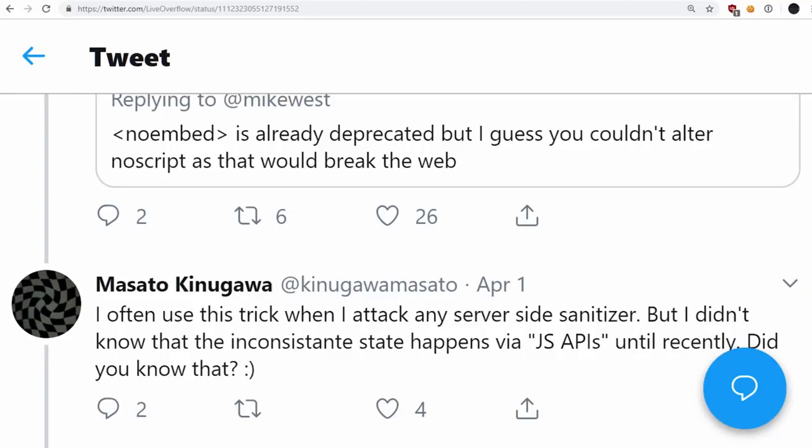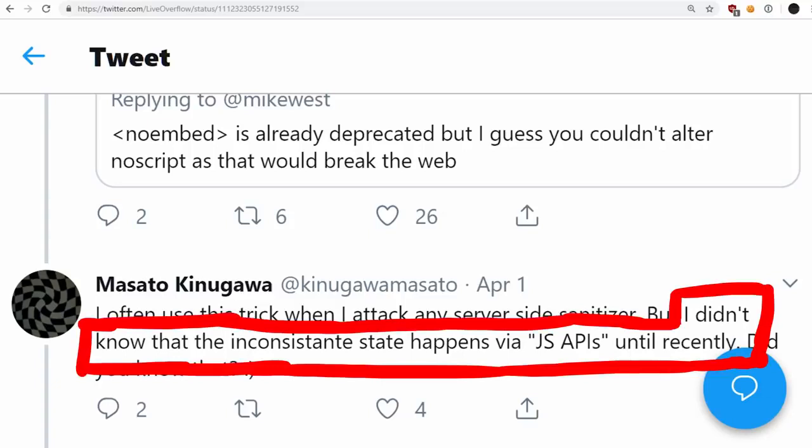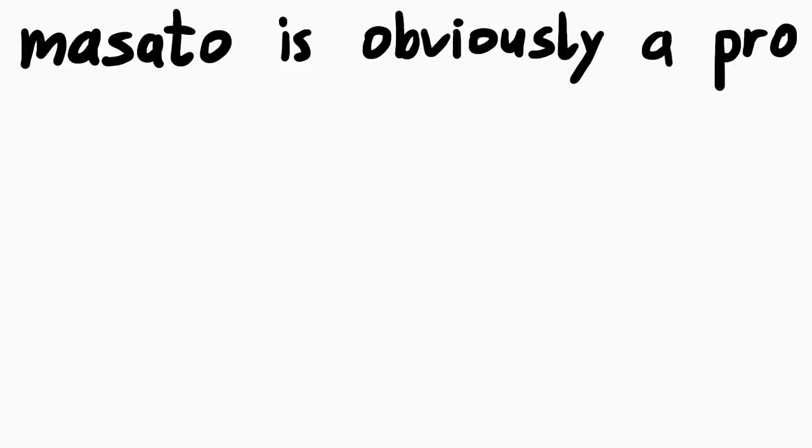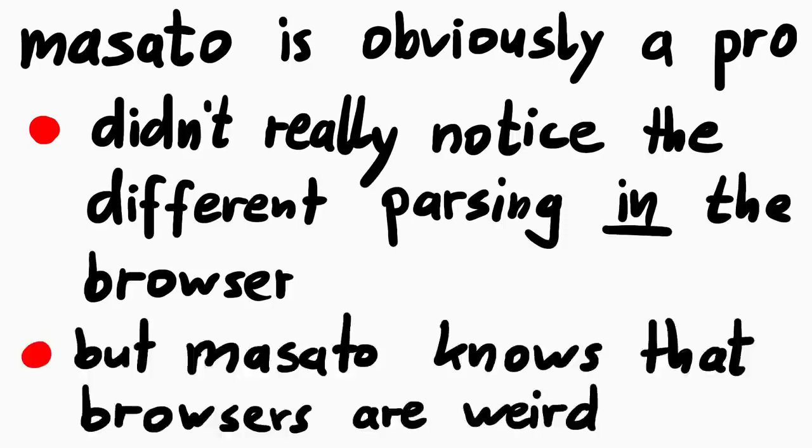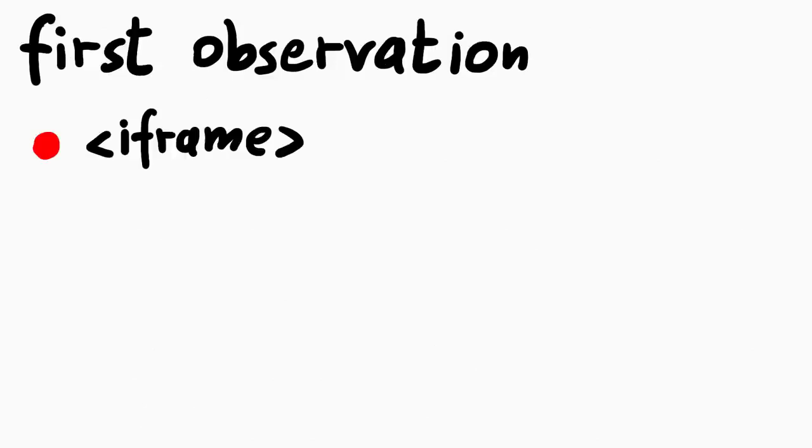But Masato also added, "I didn't know that the inconsistent state happens via JS APIs until recently." Did you know that? So even though he's super experienced, he apparently didn't realize that parsing with JavaScript functions can also be different. So Masato has seen the browser and HTML parsers doing weird stuff all the time, and he told me that there were two behaviors that he has observed that ultimately led him to the discovery of the XSS. The first observation had to do with iframes.